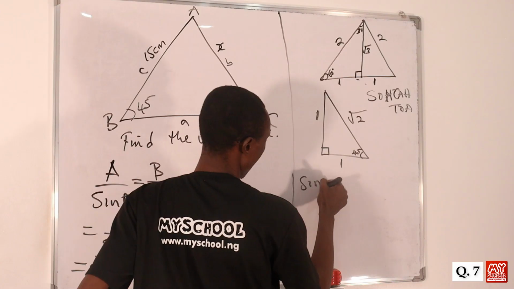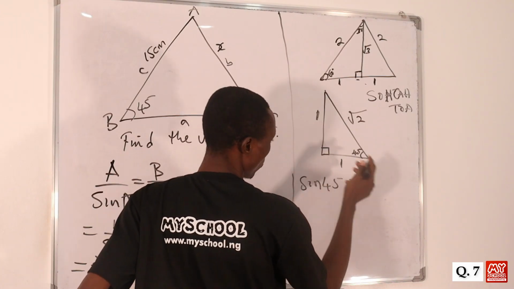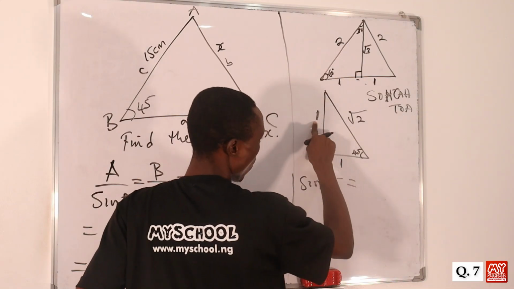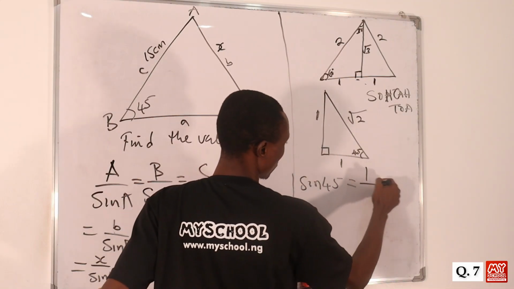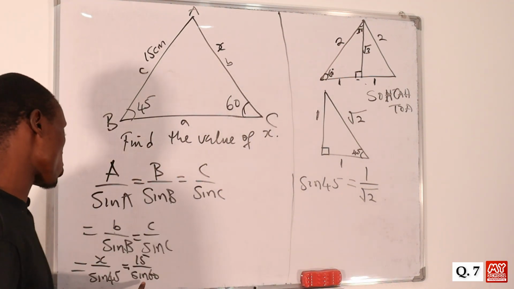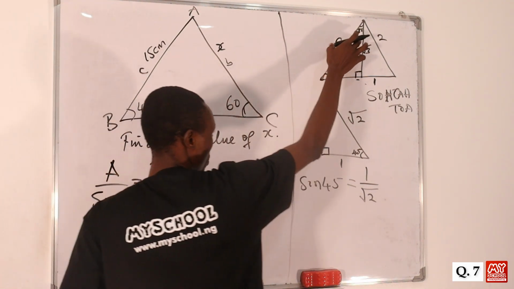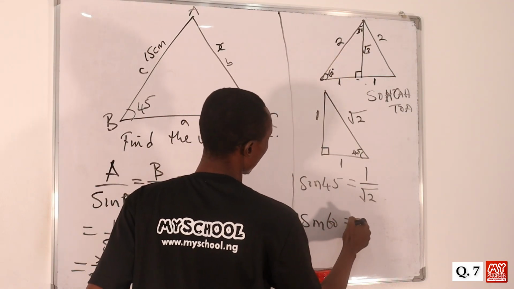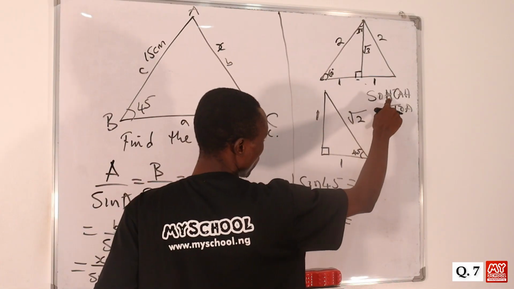So sine 45 from here will be equal to, remember that sine is opposite all over hypotenuse. So that will be 1 all over root 2. Then we are also looking for sine 60, so we'll move to this side. For sine 60, remember, sine is opposite over hypotenuse.